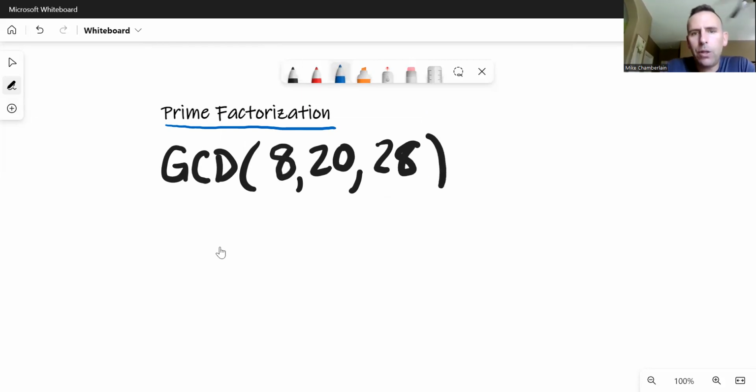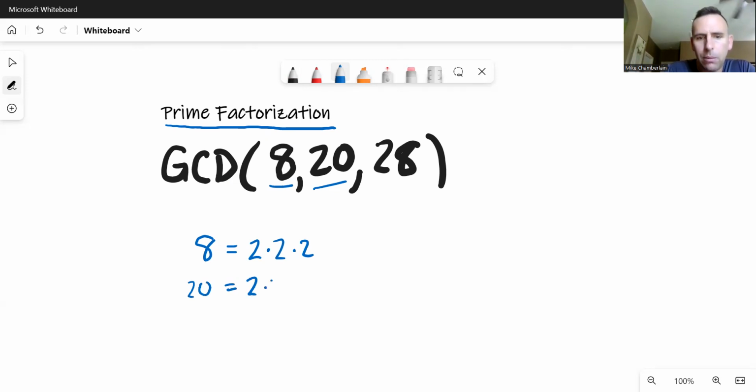So what you do is you take each number and you look at its prime factors. 8 would be 2 times 2 times 2. Now, you can do a factor tree to figure that out. 20 ends up being 2 times 2 times 5, and then 28 happens to be 2 times 2 times 7.